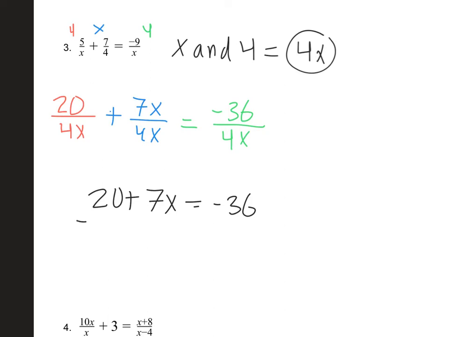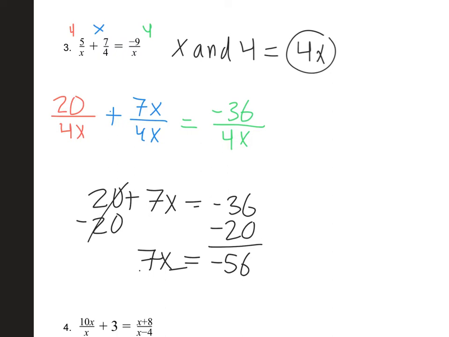I can subtract 20 from both sides. That cancels. Negative 36 minus 20 is going to be negative 56. And I still have that 7x over here. Then I'm going to divide by 7 on both sides. Negative 56 divided by 7 is going to be negative 8. So x will equal negative 8.